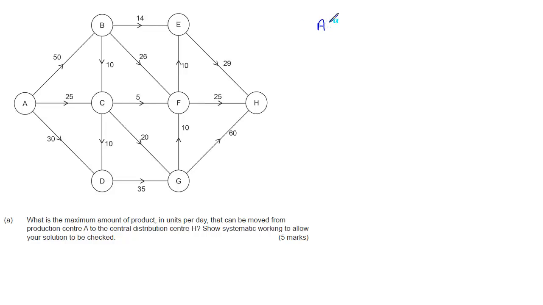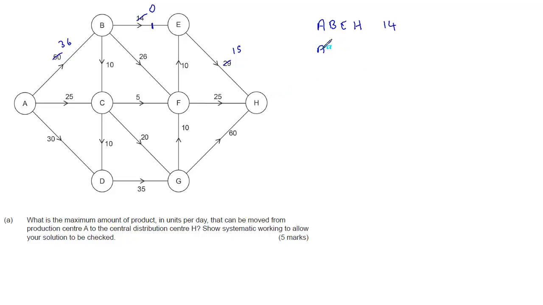So if I start by using A, B, E, H, look for the smallest amount, which is the 14. So I could use 14 along that route. That would reduce this to 0, and I like to indicate that I can't use that anymore. 50 take away 14 is 36, so we can get 36 more along this one. 29 take away 14 is 15, so we can get 15 more along there.